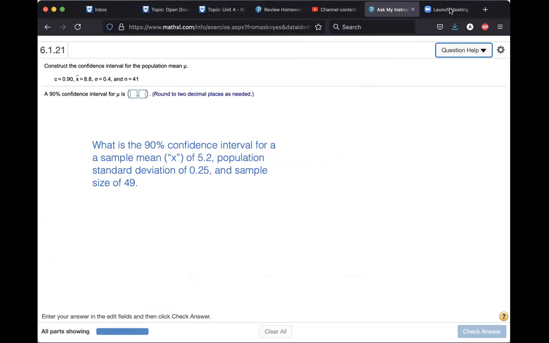What do we do? Well, the process basically is, let's set our information. What do we have? We have the sample mean in this problem here. We're focusing on this problem. Sample mean X bar is 5.2. And our sigma, our population standard deviation, is 0.25. And then our sample size is 49.